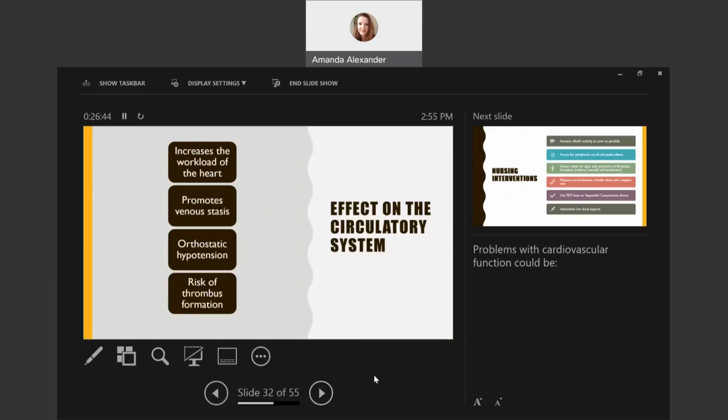Some of the effects on the circulatory system you will see with bed rest or immobility is it increases the workload of the heart, it promotes venous stasis, it can cause orthostatic hypotension, and it causes a risk for thrombosis formation.